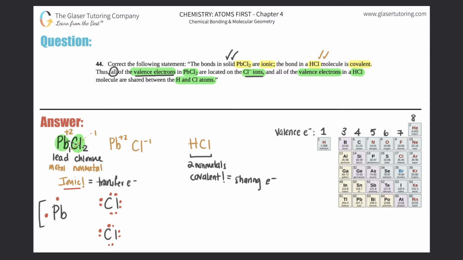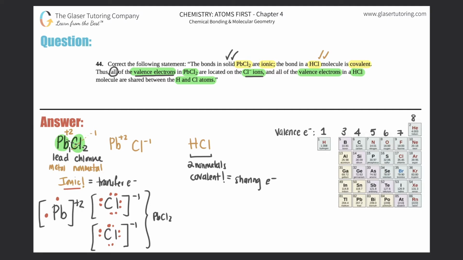So then I could bracket this off and say that this is a +2, and I could bracket each of these off by saying this is a -1. So overall, this whole compound is PbCl2. So now they're saying that all the valence electrons are located on the Cl- ion.